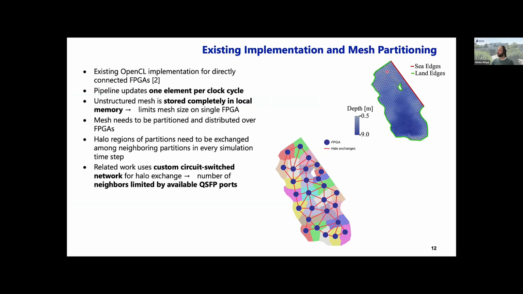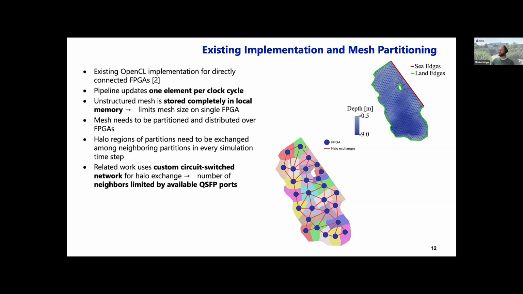So the triangles, this is basically the mesh, the unstructured mesh that is used as input for the simulation. And this is the data that is stored completely in the local memory of the FPGA. If we now want to simulate a larger mesh, we have to partition it, and that could look like this.